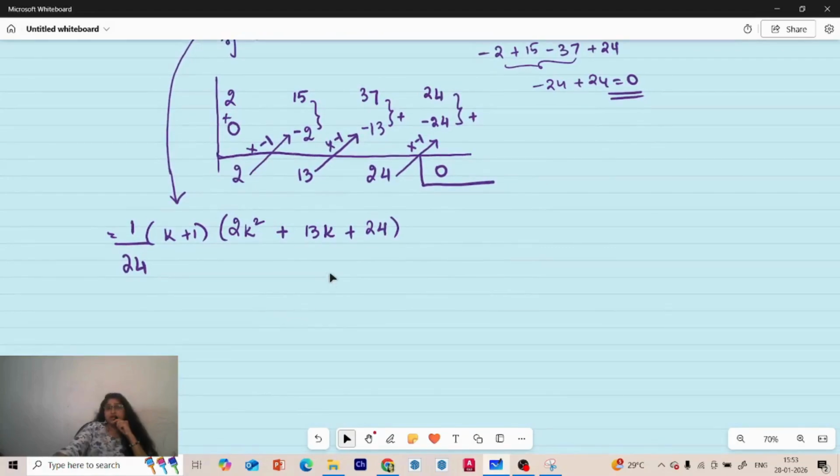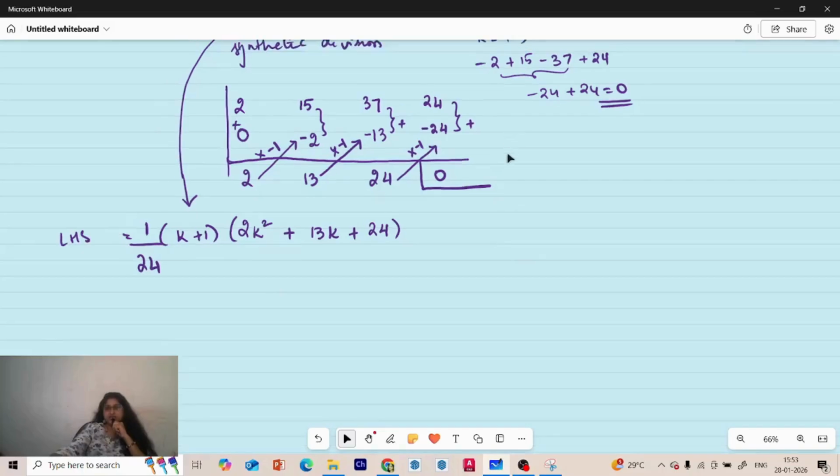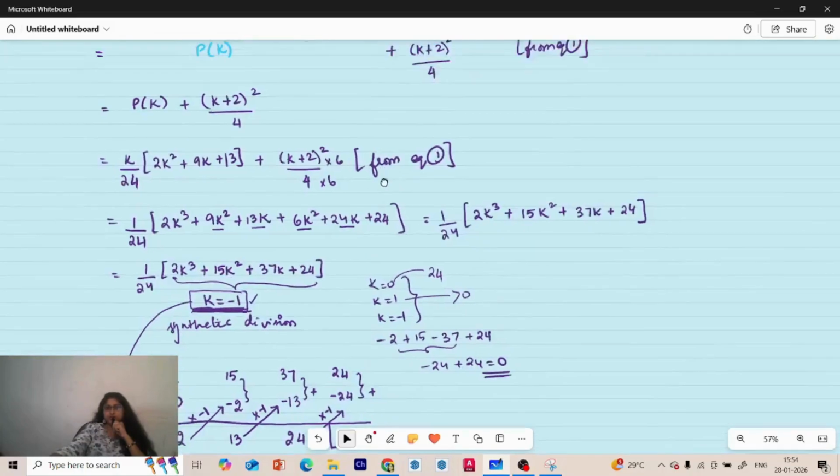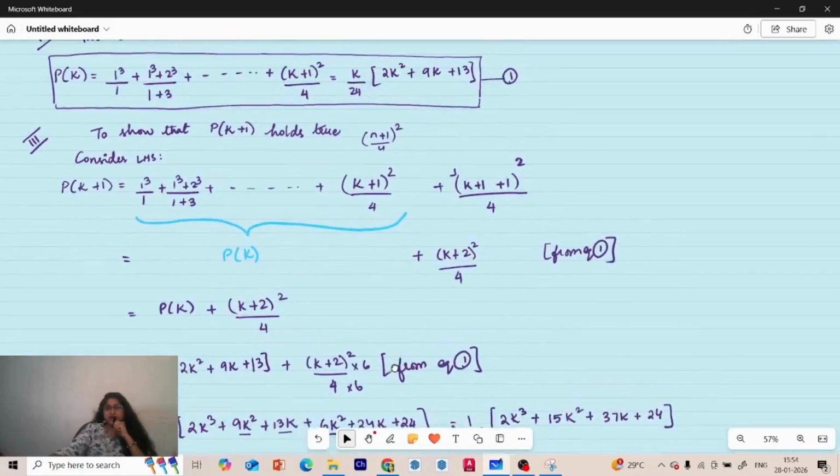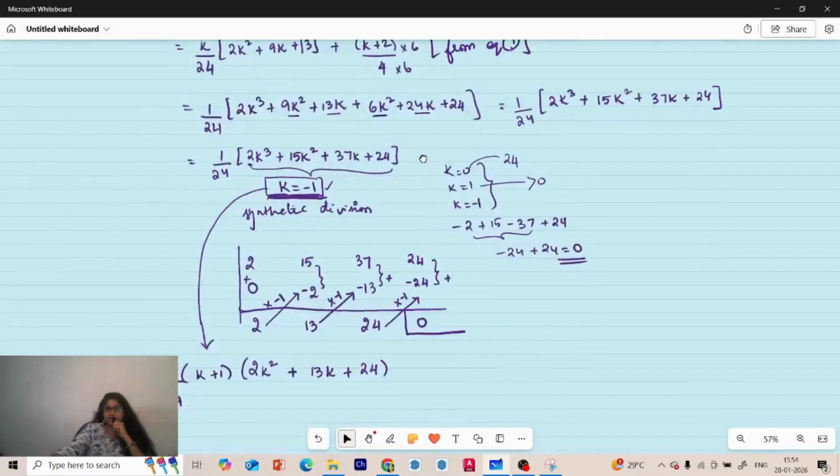Okay? What else? Can we do anything else with this? Alright, let's leave it at this point, because we can't simplify more than this. So this is the LHS. Now let's simplify the RHS for the same problem. Consider the RHS for P of k plus 1. Let's see what will happen.